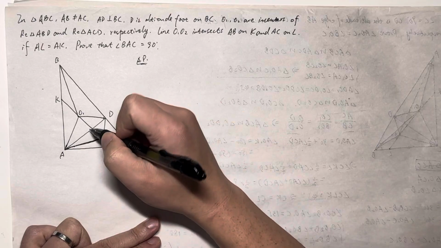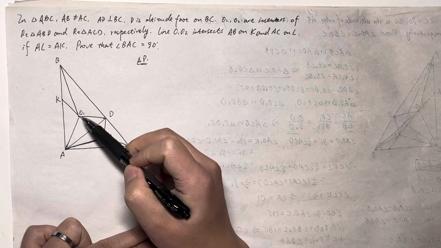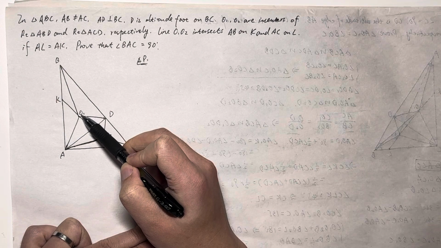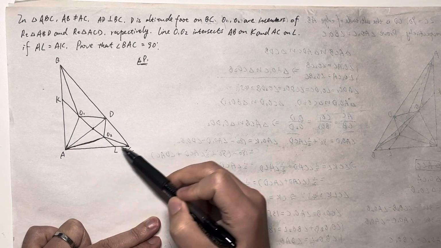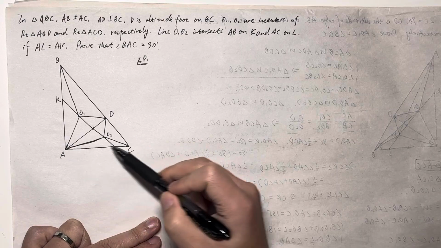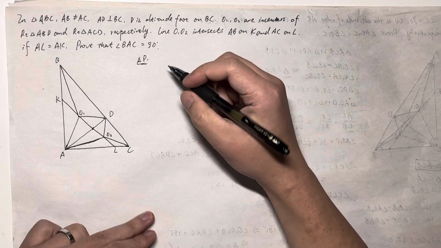Right, so look at KL. It passes through O1, which is the incenter of triangle ABD. It also passes through O2, which is the incenter of triangle ACD. It reminds us of one property.